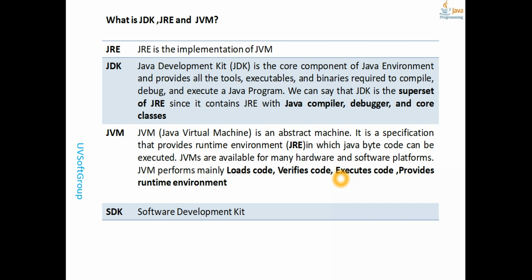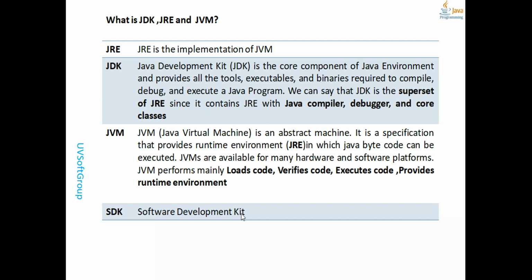So the JVM mainly performs loading the code and verifying the code. This is the most important thing the JVM does. It loads the code and verifies it, so if you have an error it is caught, and when everything is perfect it executes the code and provides the runtime environment. After that it hands over to the JRE and JDK, which provide the core APIs or core functionalities.